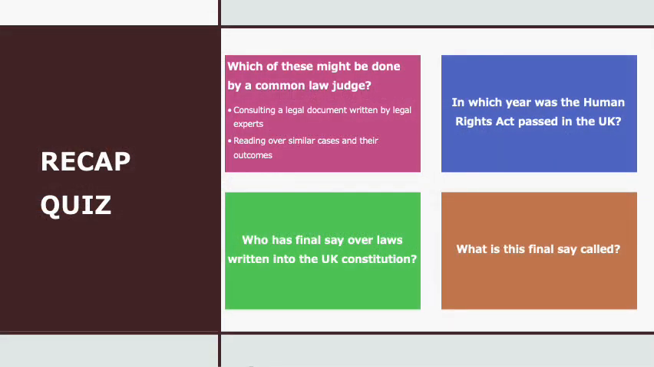Okay, recap quiz just to finish off. So question 1, which of these might be done by a common law judge? Would a common law judge consult a legal document written by legal experts, or would a common law judge read over similar cases and their outcomes? Next question, in which year was the Human Rights Act passed in the UK? Who has the final say over laws written into the UK Constitution? And what is this final say called?